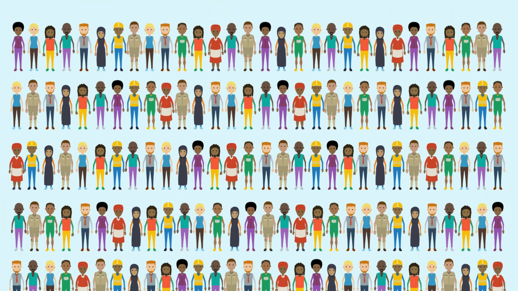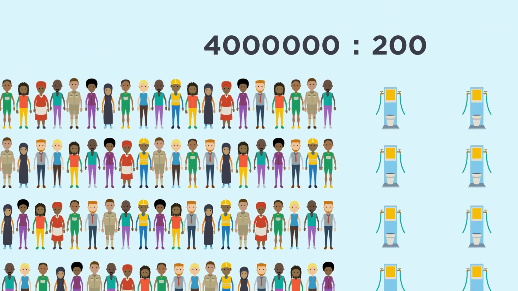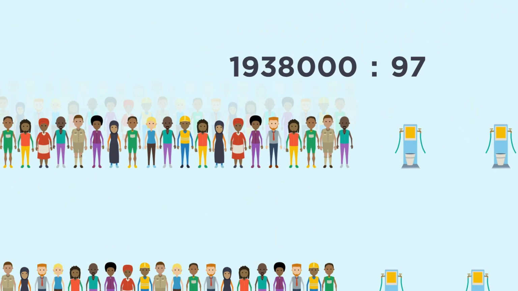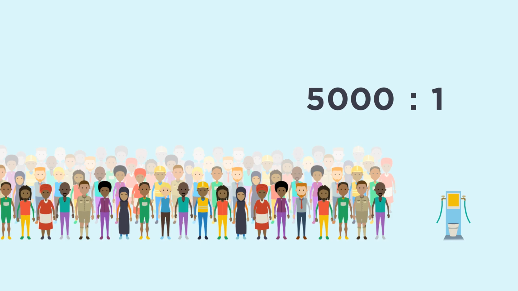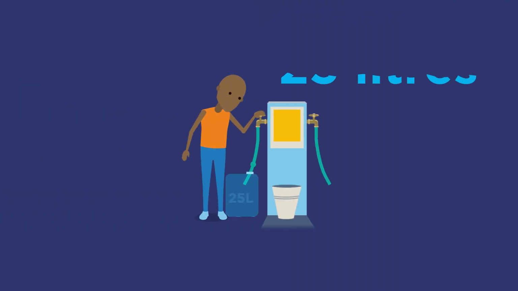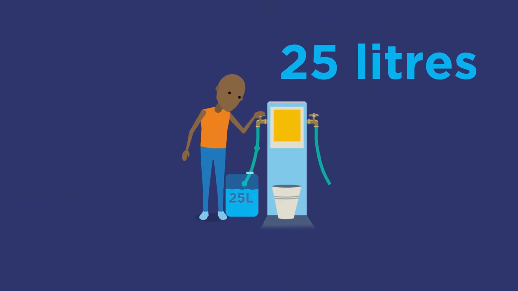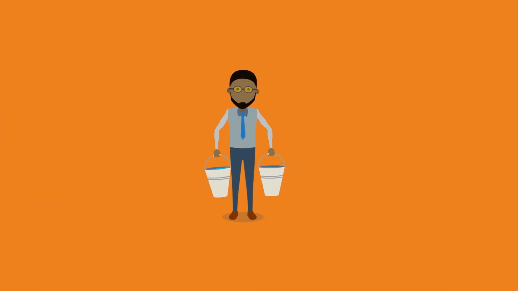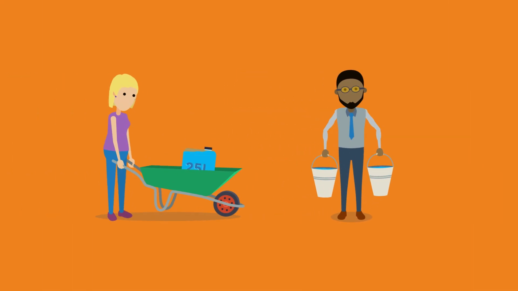For the 4 million citizens in Cape Town, only 200 water collection points will be set out. That is roughly 5,000 people per station if only one person from each household collects water. Citizens will queue to collect a maximum of 25 liters of water per person, using only what they can transport, like a bucket, wheelbarrow, or car.